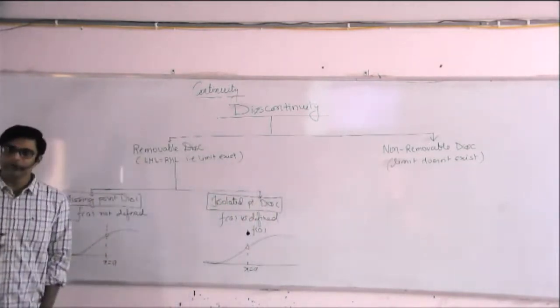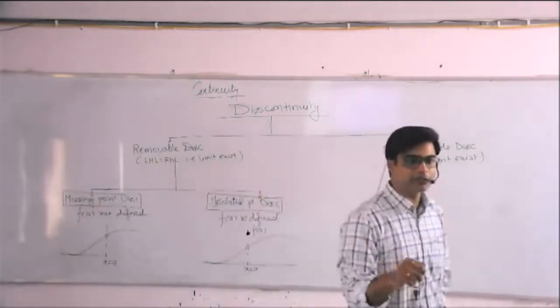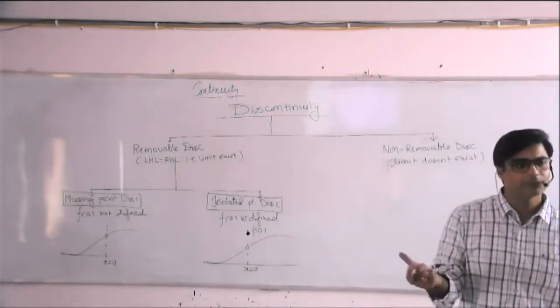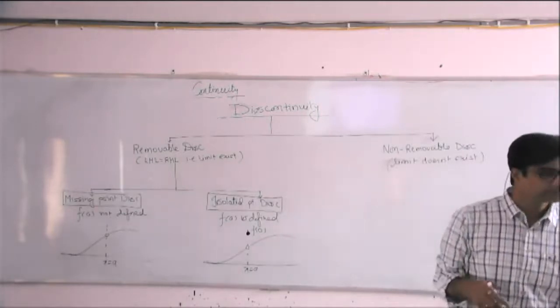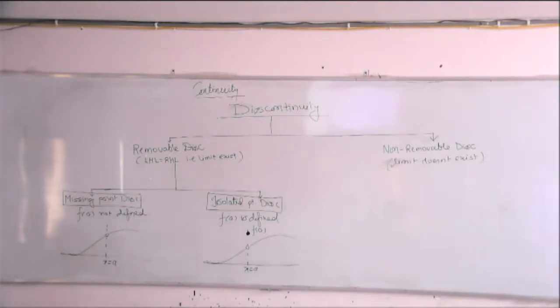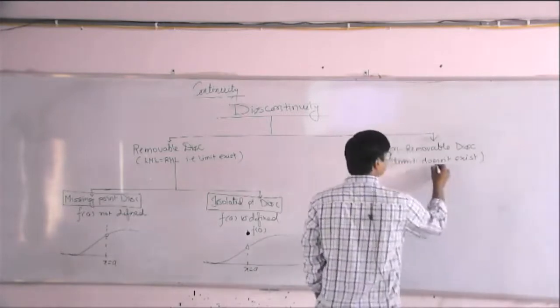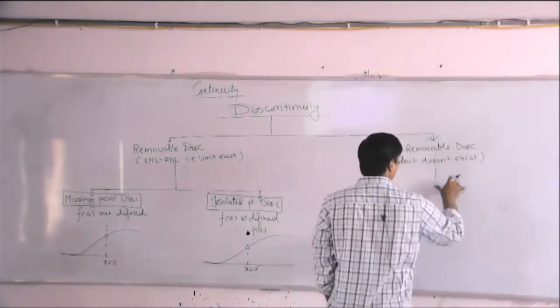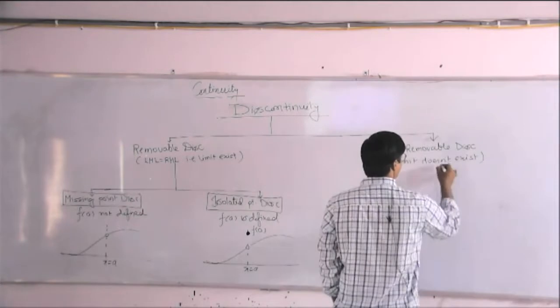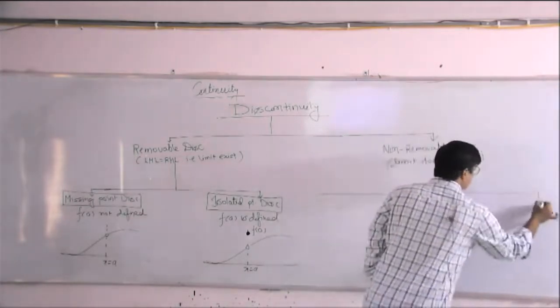So in removable discontinuity we have two types. If the function is defined, then we have isolated point. If the function is not defined, then missing point. Clear? Now we will come to our non-removable one. We will talk about why it is called removable and why non-removable after this is all over.